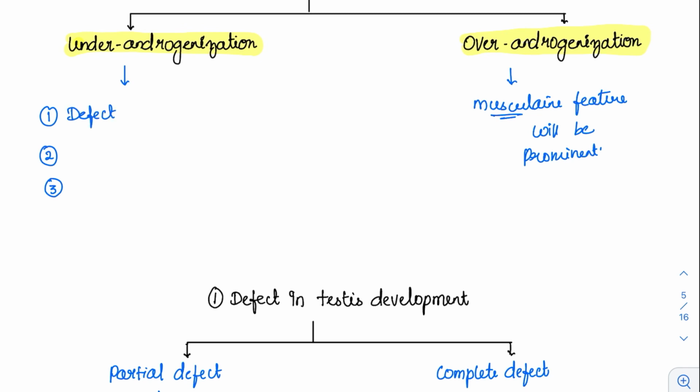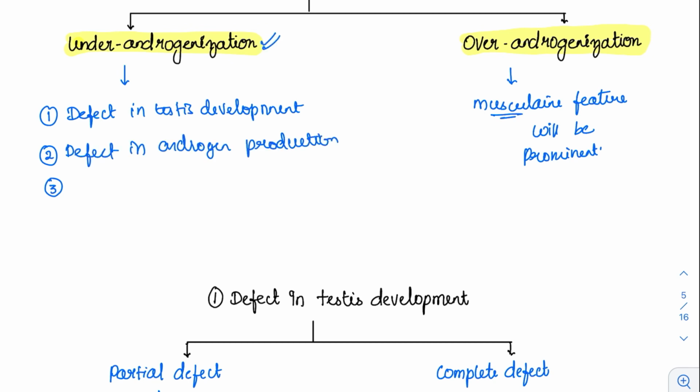It can happen at three levels. First, the testis itself is not developed properly: defect in testis development. Second, there is a defect in androgen production. And finally, androgen is normal, but it has to go and act on a particular tissue. If the androgen receptors are defective, then also the problem will be there. Defect in androgen receptors. So these are the three major classifications of these disorders.